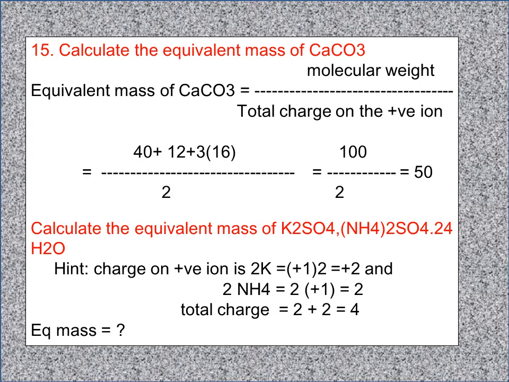I have given you one more example for you to calculate. Calculate the equivalent mass of K2SO4·(NH4)2SO4·24H2O. In this case, how many positive ions are there? 2 potassium ions and 2 ammonium ions, 2 sulfate ions, and water is neutral. So the total positive charge here is +4. Now you can calculate equivalent mass by adding all the atomic masses. You divide it by 4, you will get the equivalent mass.